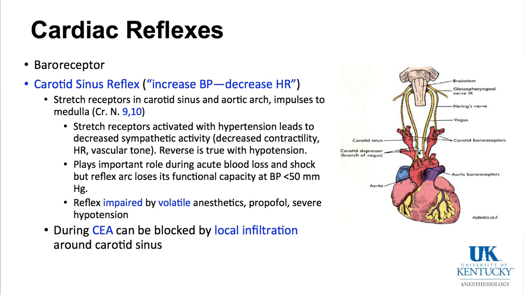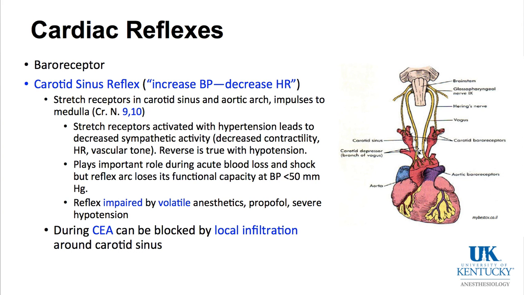So hypertension results in a decrease in heart rate. And you classically see this when you administer phenylephrine to a patient. As their blood pressure goes up, and before your blood pressure cuff even cycles again, oftentimes on your electrocardiogram you'll see a slowing of the heart rate, which is the carotid sinus reflex sensing the increase in blood pressure and slowing the heart rate. These stretch receptors are activated with hypertension, which leads to decreased sympathetic activity, and the reverse occurs with hypotension. When there's hypotension, there's less activity coming through that nerve, and the heart rate will speed up.